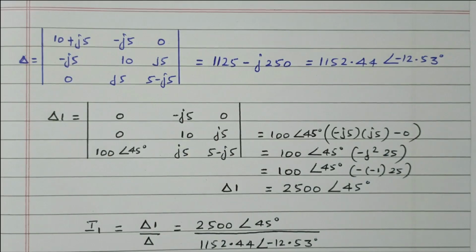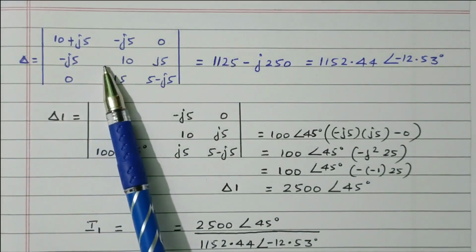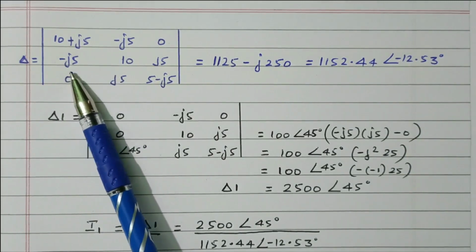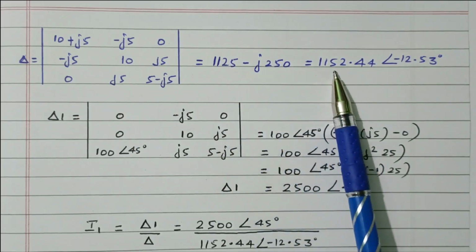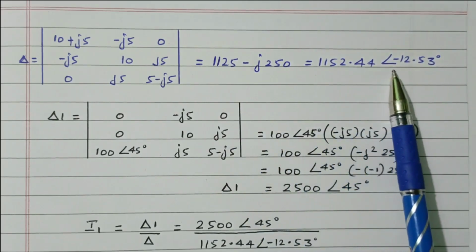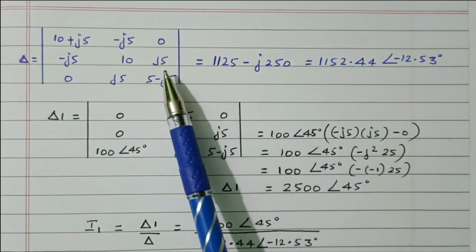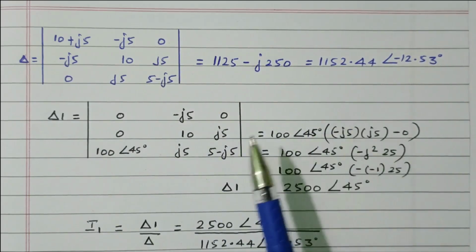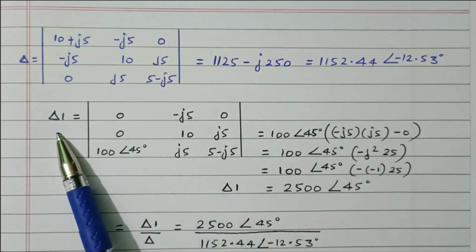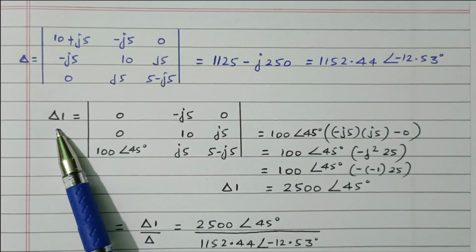To find the I1 current, first we will find the delta value. It is very similar to what we calculated earlier, right? That is 1125 minus J250, that is 1152.44 with an angle of minus 12.53. In step 1 we calculated delta, the same thing is here. So the delta value is the same as step 1. Then I will find delta 1 because we need I1. In step 1 we calculated delta 3 because we needed I3.